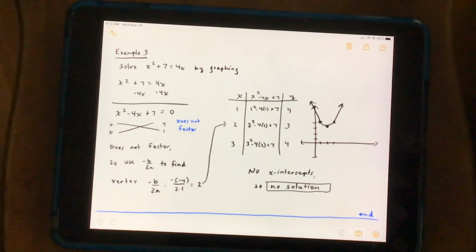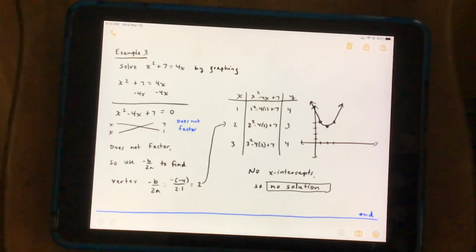So instead of factoring, since that didn't work, I'm going to use negative b over 2a to find the vertex. I'll plug in my values for my b and my 2a. My a in this equation is 1. My b is negative 4, and my c is 7. I will not need to use the 7. So here we have my vertex at negative b over 2a, which is negative 4 over 2 times 1. And when I simplify that, my vertex x coordinate is 2.